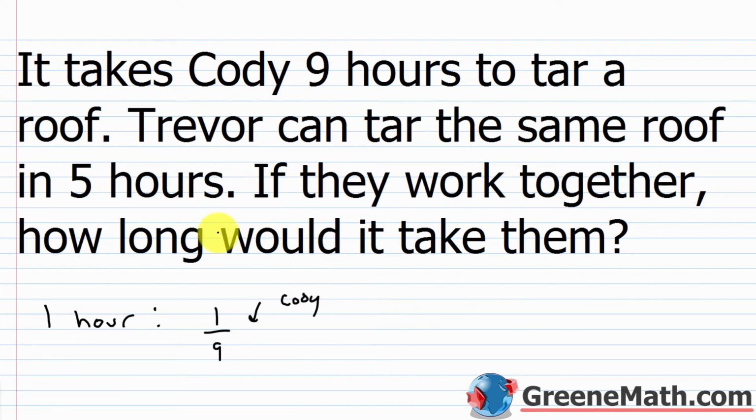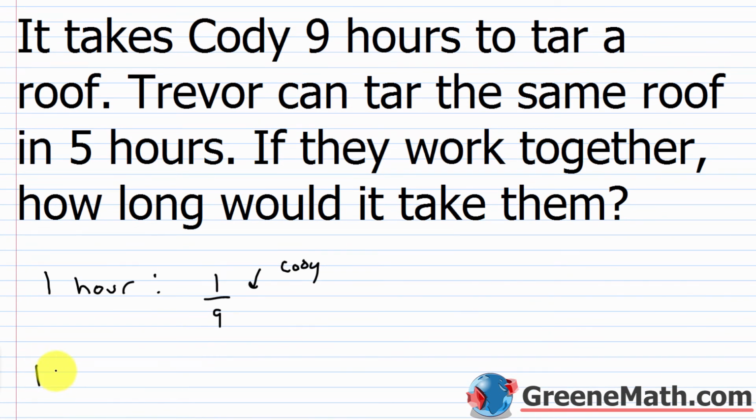Then for Trevor, it takes him 5 hours. So in 1 hour, he's done 1/5 of the roof. So this is Trevor. So once I have these amounts, I think about, let's add these two fractions together to see in 1 hour, how much of the job would they do if they worked together? So what is 1/9 plus 1/5?